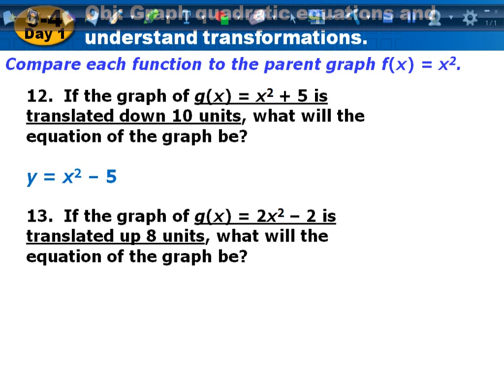Now we're going to look at 13. Go ahead and try 13 on your own. It says if the graph of g of x equals 2x squared minus 2 is translated up 8 units, what will the equation of the graph be? So here, if I look at it, it's translated down to the -2 because of the -2 on the end, and I know that it's more narrow because of the 2 in front. But if it's translated up 8 units, if it's down here at -2 on the y-axis, and I shift it up 8, it's going to be at a +6. So my new function is still going to be more narrow. It's still going to have the 2 in front, so 2x squared. But instead of -2, it's going to be up at a +6 if it's translated up 8 units.